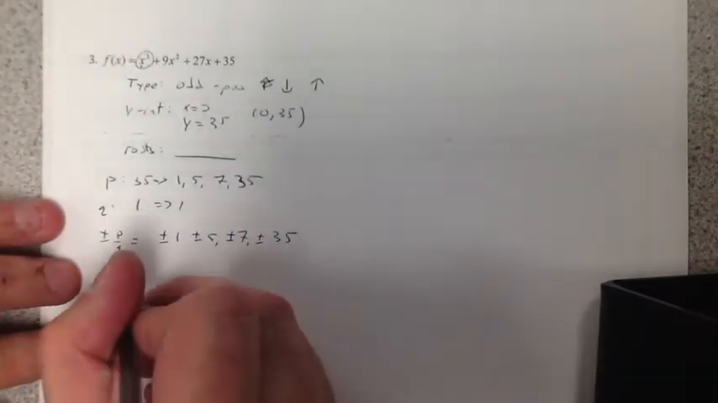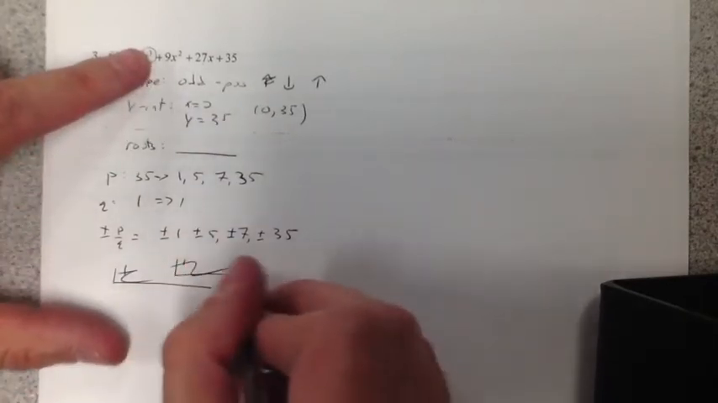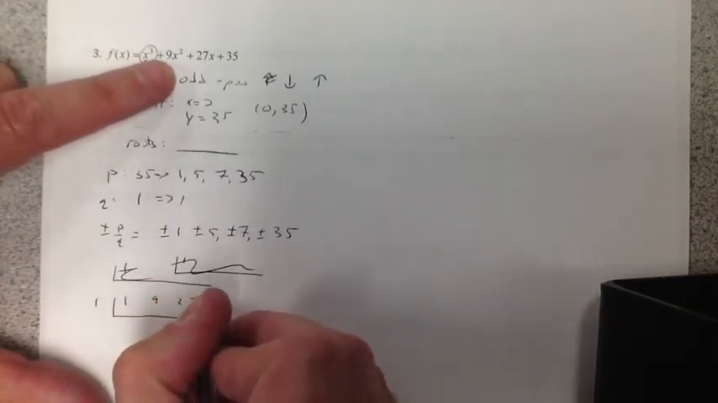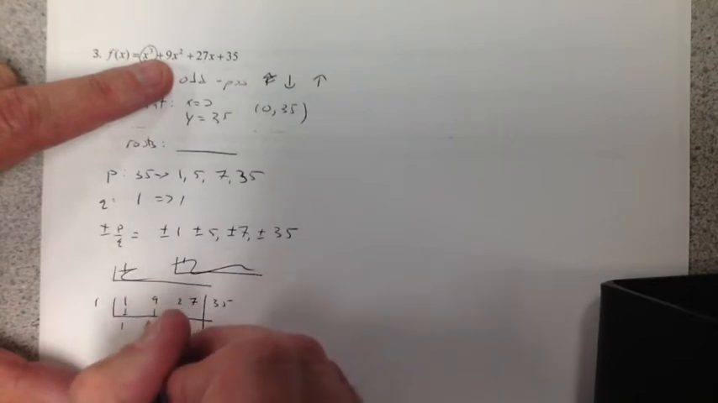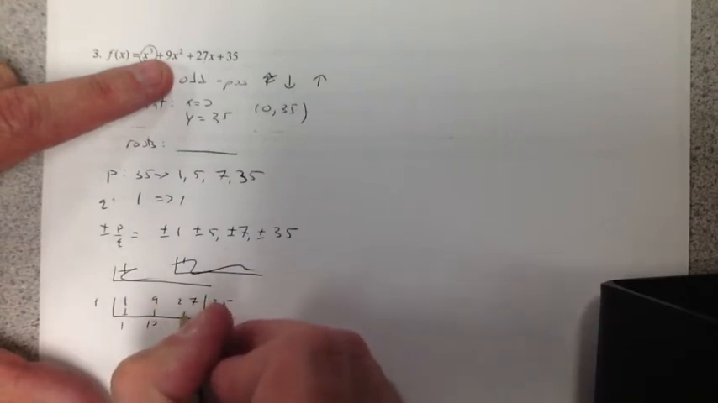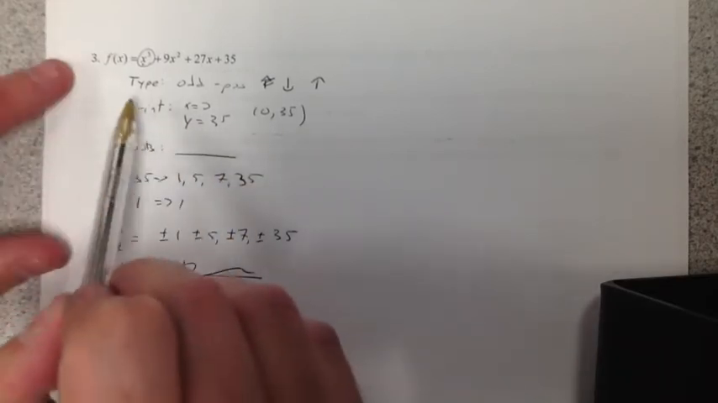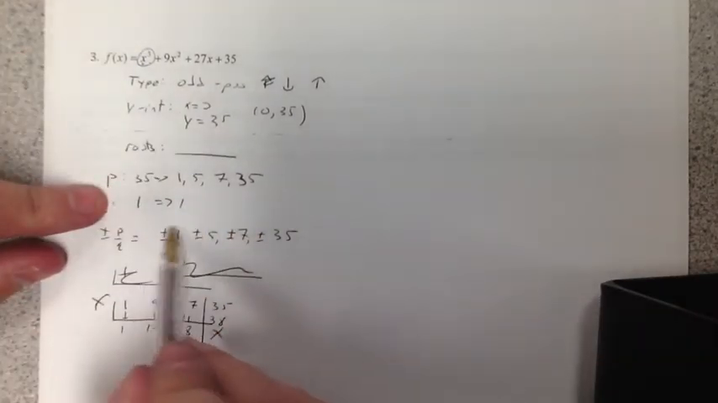Now, if I try 1, whoops, sorry, messed up. Wow, I'm on fire. I plug it in. 1, 9, 27, 35. I get 1, 1, 10, 11, 38, 38, that's definitely not going to be 0, so 1 does not work. Now one way, if you remember, I can eliminate is using my Descartes' law of signs. These are all positives, so therefore I know none of my positive roots will work. So I'm going to start with my negatives.